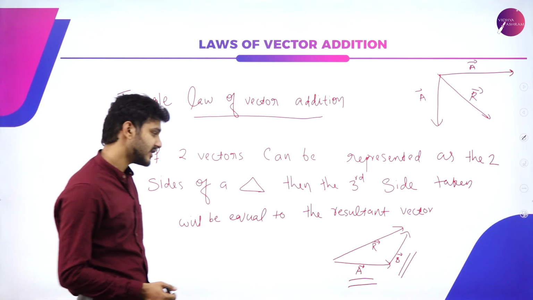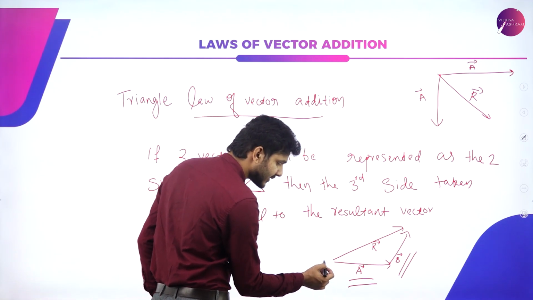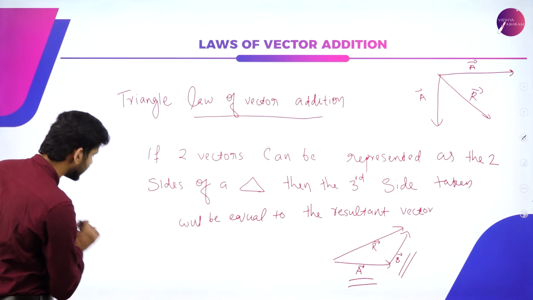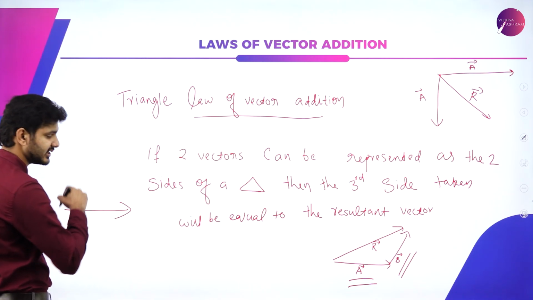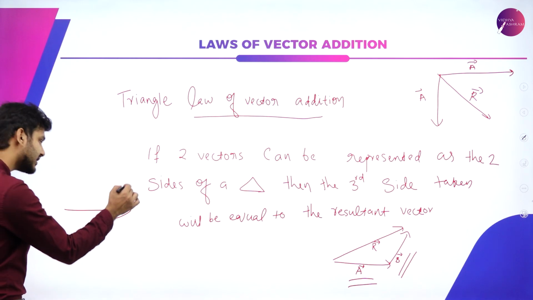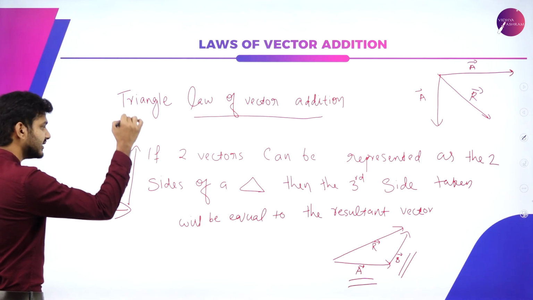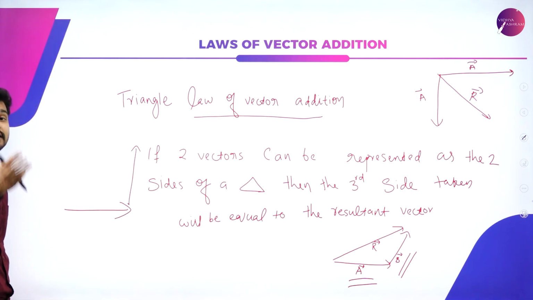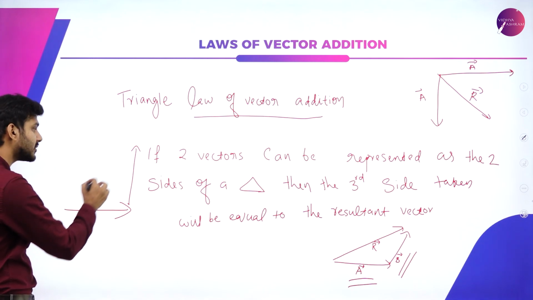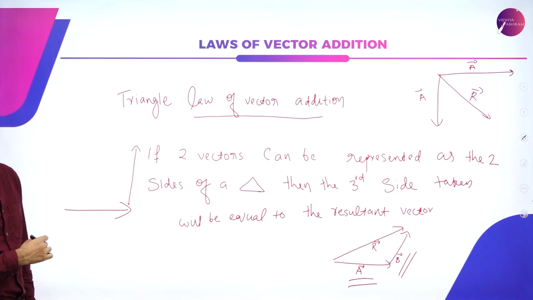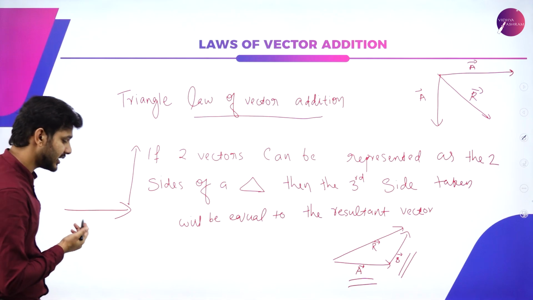resultant. That is, if one vector is represented like this in this particular direction, another vector is represented like this in this particular direction, then the third side, that is this particular side, will give you the resultant of that particular vector.